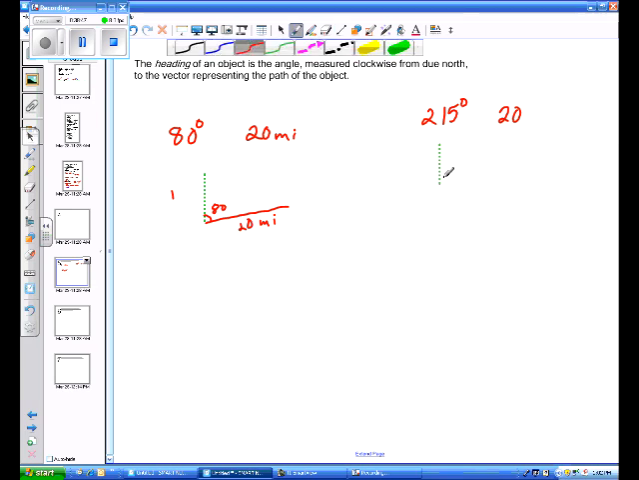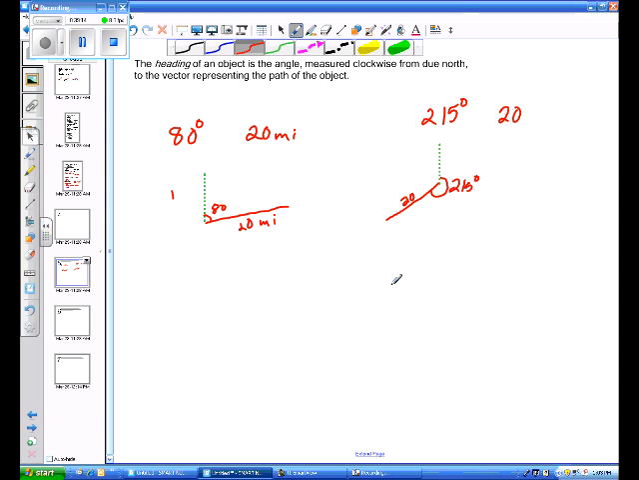Then from that, we would rotate around 215 degrees. Well, due south would be 180. Due west is 270, so we've not quite gone that far. So there would be our angle, 215 degrees, and the length of the line would represent the magnitude of our vector.